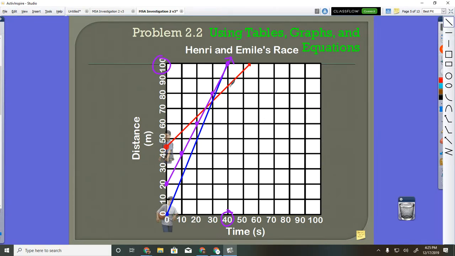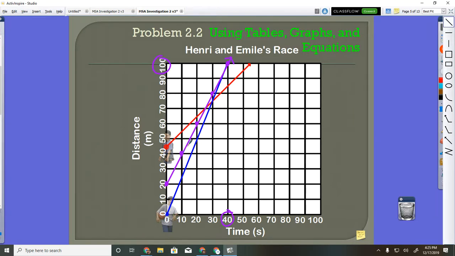Okay, Henry has the most flat line or the least steep line. So you can see that Henry, his line is the most flat or the least steep. Okay, so Gilberto is in the middle between the two. He's slower than Emil because his line is more flat than Emil's, but he's faster than Henry because his line is more steep than Henry's.